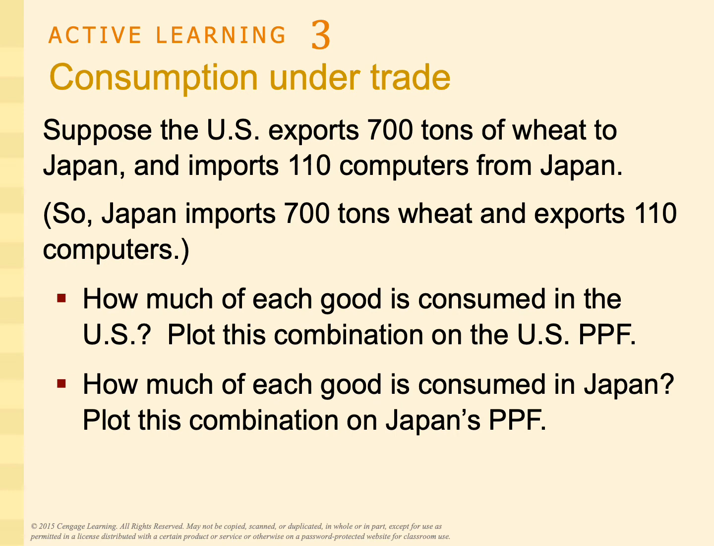And then do the same thing for Japan. Once it gets its 700 tons of wheat and gives us 110 computers in return, at what point of consumption will Japan be? Go ahead and plot that combination on Japan's PPF. And again, it might not be a point on the PPF.